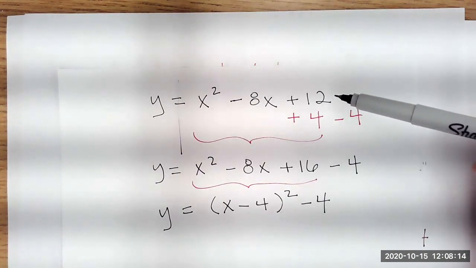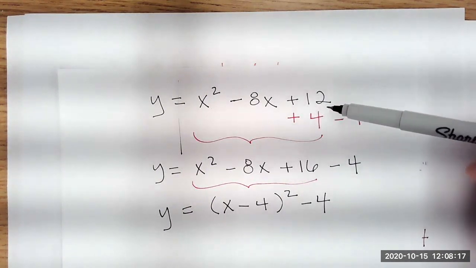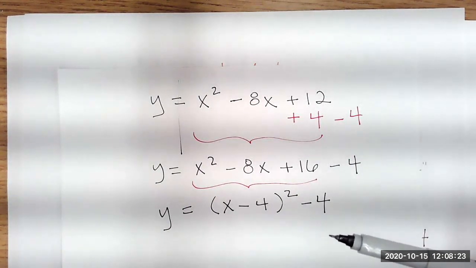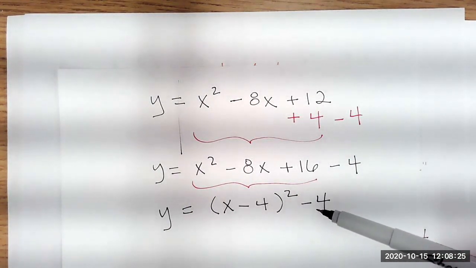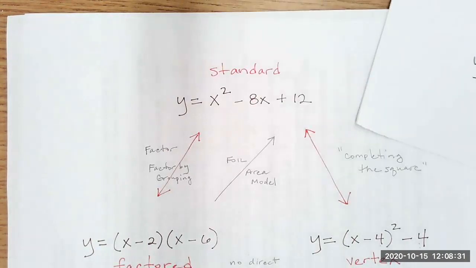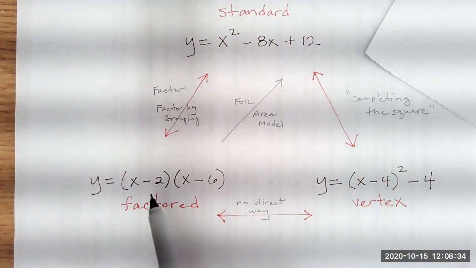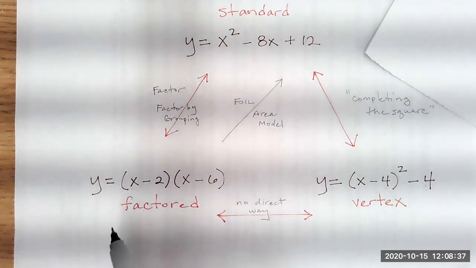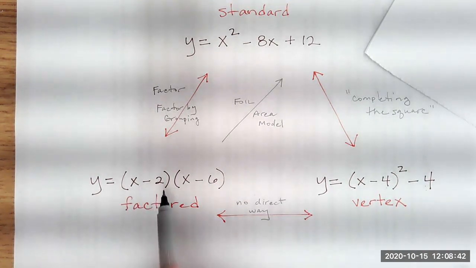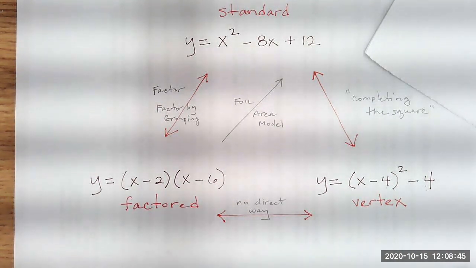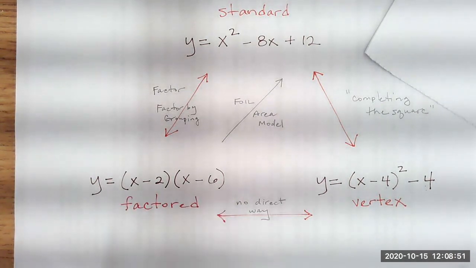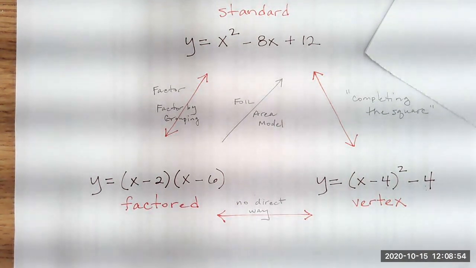So how are these useful? Standard form shows you the y-intercept of the parabola is 12. Vertex form shows you the vertex, which is at 4, negative 4. And factored form shows you the x-intercepts, the values of x that will make y 0. 0 equals 2 subtract 2 times 2 subtract 6. But it also 0 equals 6 subtract 2 times 6 subtract 6. So 6 and 2 would be your x-intercepts.